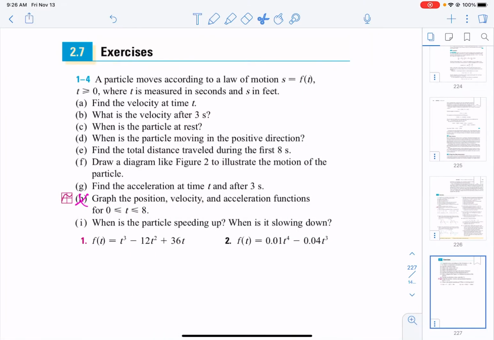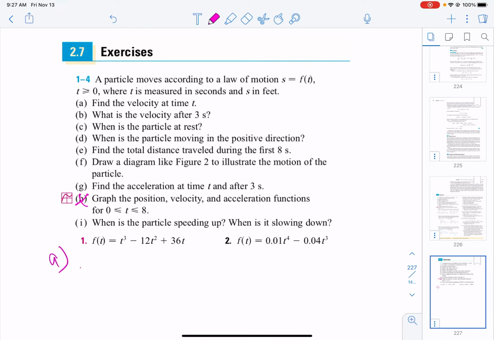So for problem 2.7, problem number 1, I am going to break everything down for you, okay? So we have some function of time that is our position function. So first, let's do part A. Part A says to find the velocity.